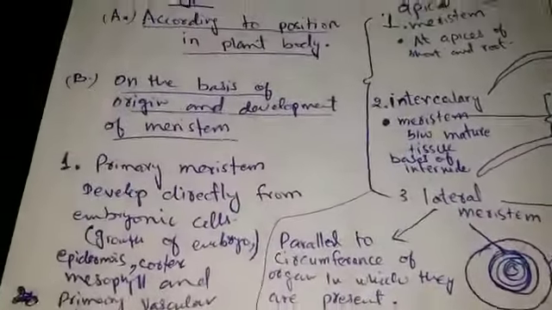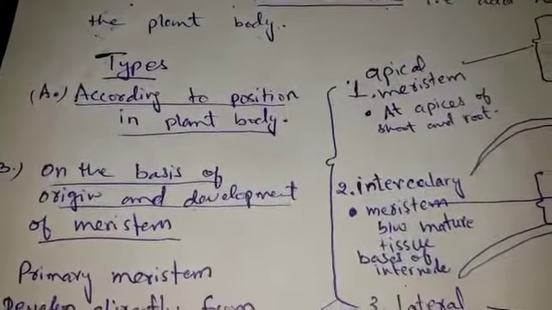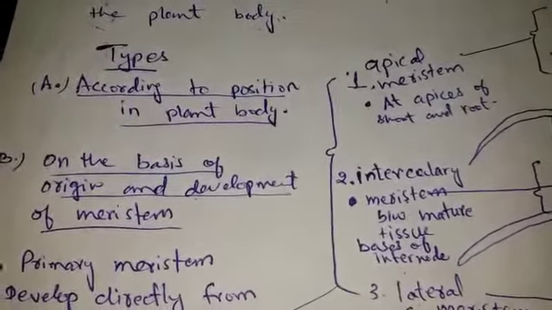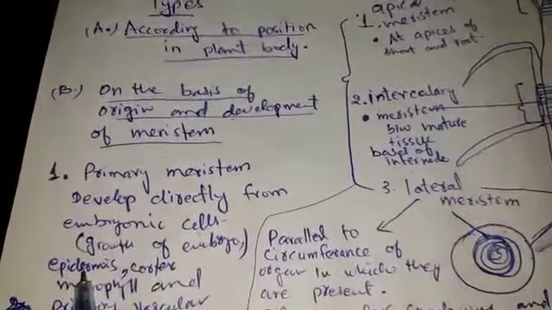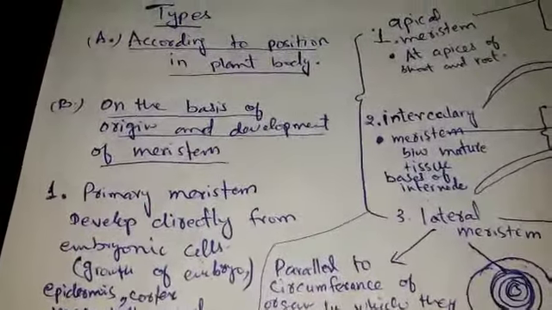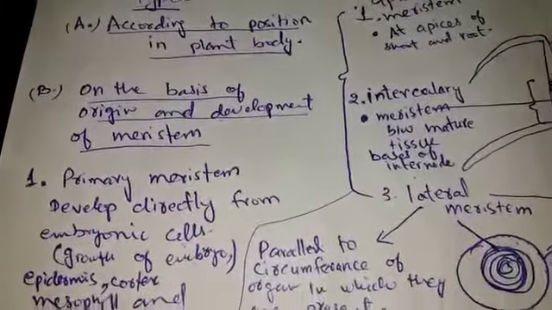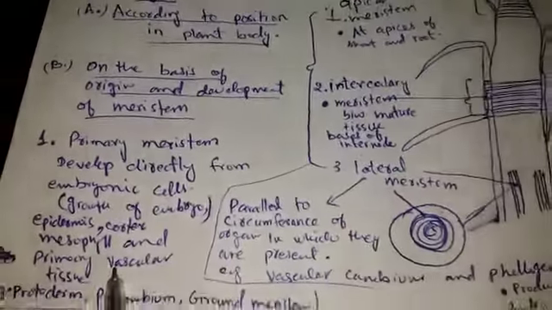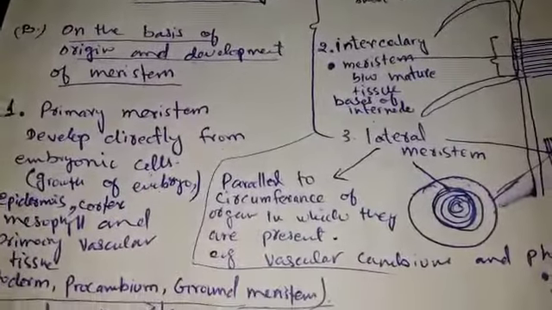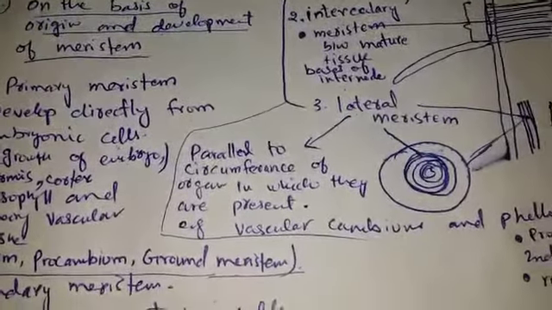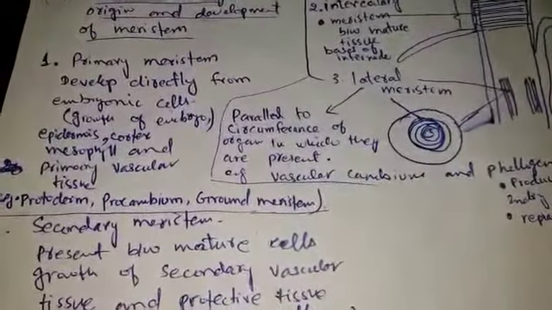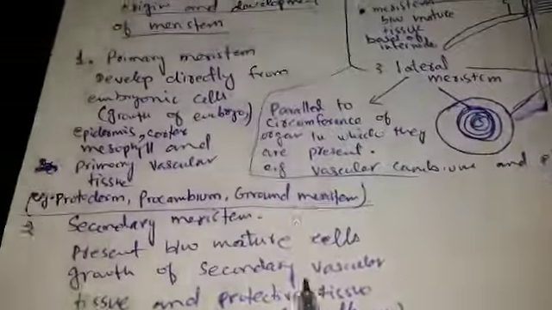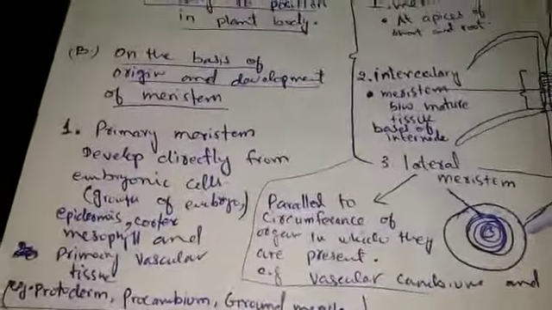The primary meristem develops directly from the embryonic cell, and it is responsible for the growth of the embryo, and it gives rise to the epidermis, cortex, and primary vascular tissue, that is, the xylem and phloem. And the secondary meristem is present between the mature cells, and it is responsible for the growth of the plant and for the formation of cambium and phloem. In other words, you can also say that it is the lateral meristem or the secondary meristem.